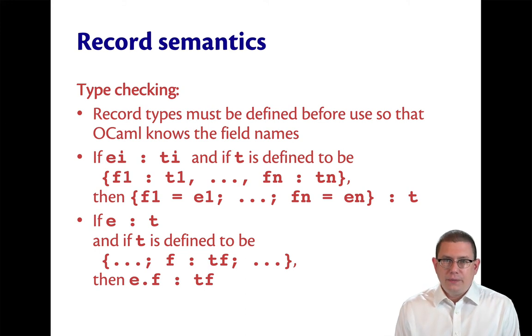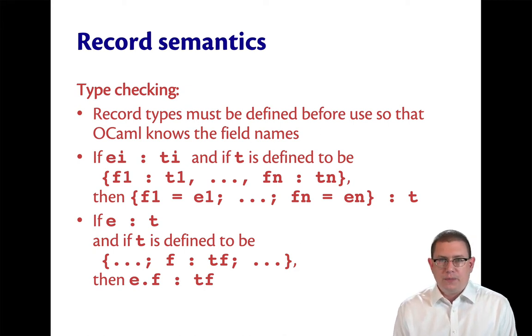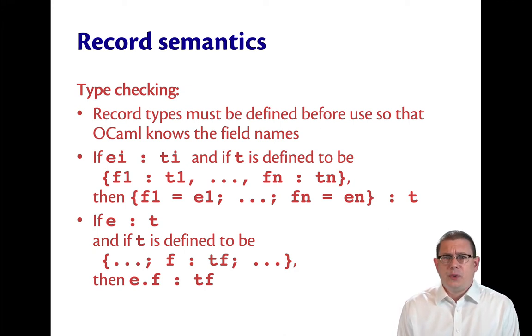For type checking, there's one little quirk here, which is that record types must be defined before you use them. Actually, this is not so surprising. You can't use classes in Java before you define the class, for example. You can't use record types in OCaml before you define the particular record type. And that's so that OCaml knows what the field names are going to be for that record type. Turns out it is possible to engineer record types and type inference such that you don't have to define them first, but you don't get as good of type inference for it.